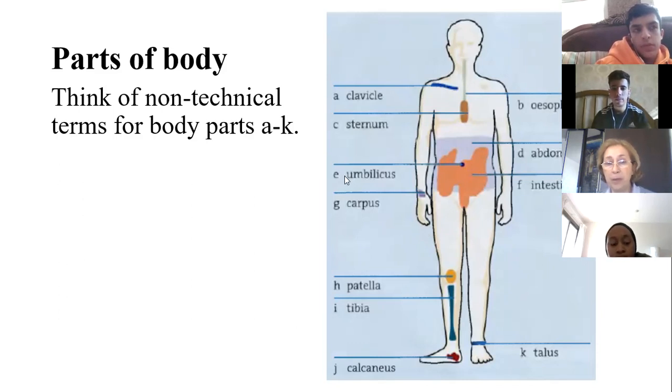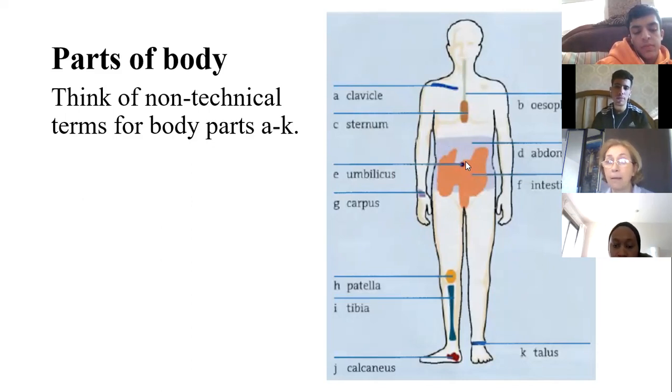For example, in the previous task, we heard the sentence about this part of the body. So doctors say umbilicus, and the common word for umbilicus is what?